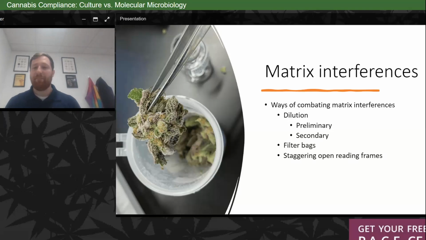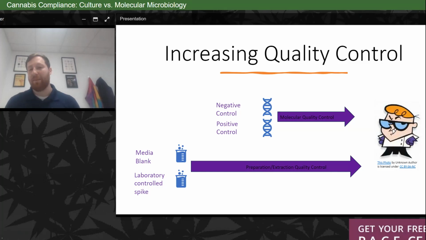Next thing is increasing quality control. Here I've subcategorized between media and molecular. On the bottom, the largest arrow, you'll see the media blank. That is truly just your sterile diluent. So if you're plating on your Petri plates and you're using Butterfield's phosphate or buffered peptone water or something along those lines, you want to make sure that you're also plating 1 mL of your sterile diluent as a control for the media, to ensure that you're not putting any sort of bias on that.